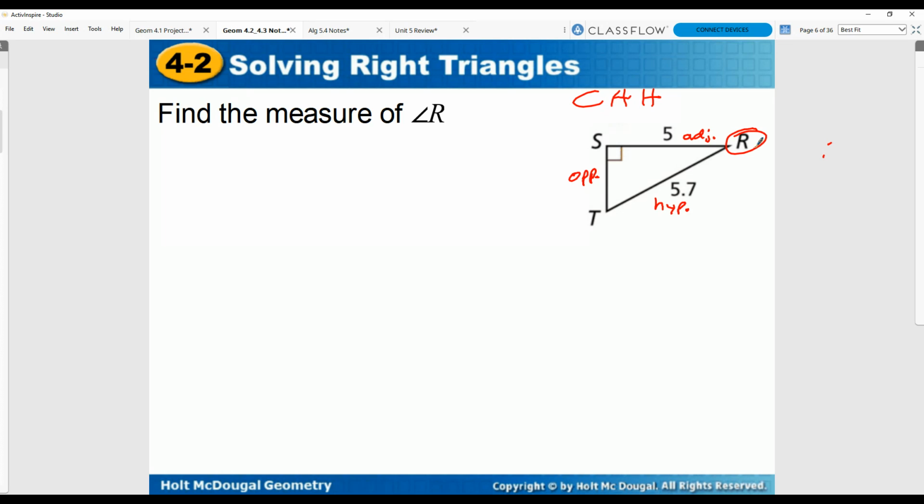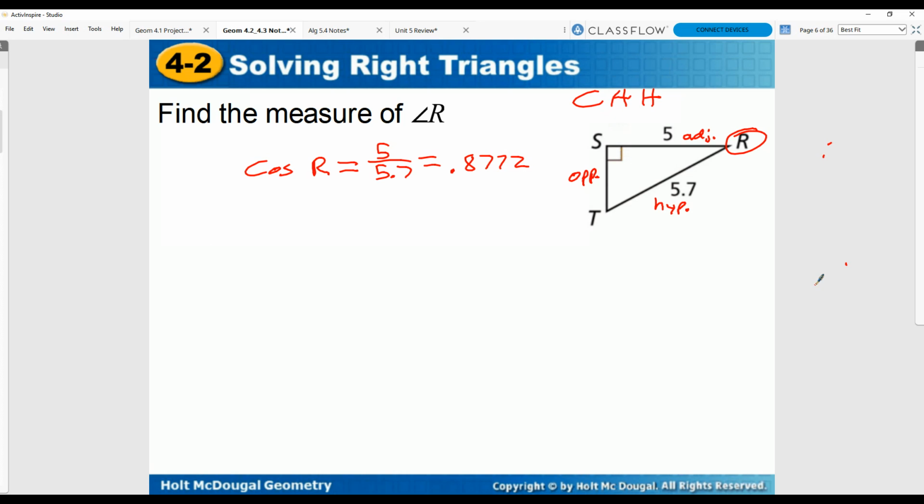Okay, so here's how we would set it up. We would say cosine R. All right, so cosine of angle R is equal to adjacent over top of hypotenuse. So 5 over top of 5.7. Okay, so we actually know what the numbers are. And so now we'll divide it and see what our trig ratio is going to come out to. Okay, so if you divide those two, round it to 4 decimal places, you would get 0.8772. Okay, so that's what your trig ratio comes out to.